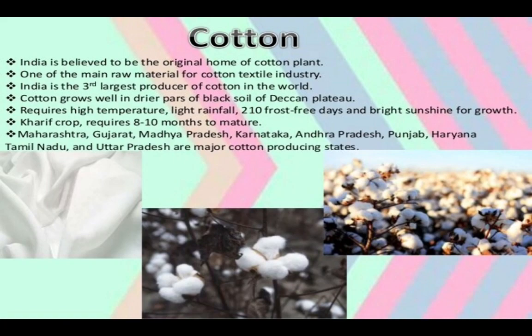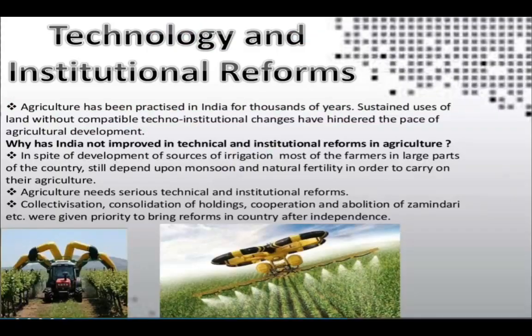Maharashtra, Gujarat, Madhya Pradesh, Karnataka, Andhra Pradesh, Punjab, Haryana, Tamil Nadu and Uttar Pradesh. These are the major cotton producing states. So, cotton is mainly grown in these states, that are Maharashtra, Gujarat, Madhya Pradesh, Haryana, and Andhra Pradesh.